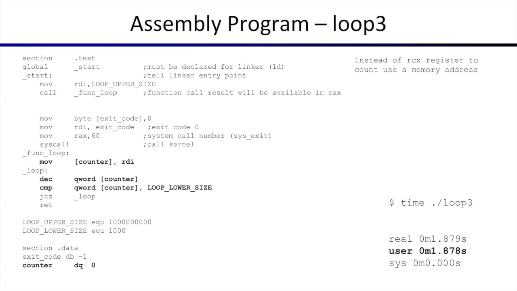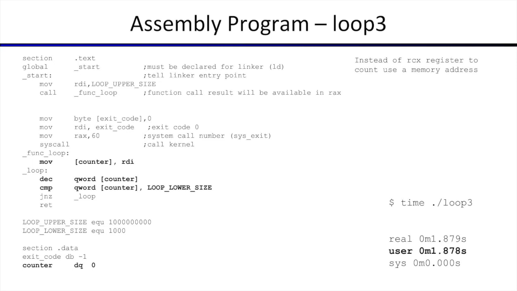Now in the program, in the move instruction that I have highlighted as move in bold, that's where we initialize the counter with the value passed in register RDI. And after that, we will decrement the counter, and we will compare the value of the counter against the loop lower size. So these two instructions, now decrement and compare, are actually working against the keyword, and then I have used square brackets because we were really looking for the value in the memory location of counter.